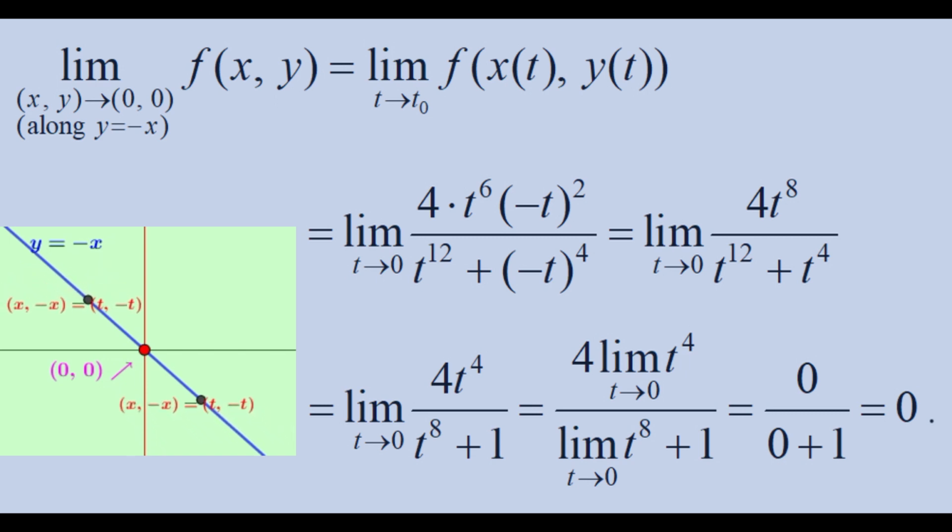is equal to limit t approaching t₀ of f(x(t), y(t)), which is equal to limit t approaching 0 of 4t⁶(-t)² all divided by t¹² + (-t)⁴, which is equal to limit t tends to 0 of 4t⁸ by t¹² + t⁴, which is equal to limit t tends to 0 of 4t⁴ all divided by t⁸ + 1, which is equal to 4 times limit t tends to 0 of t⁴ by limit t tends to 0 of t⁸ + 1, which is equal to 0 by 0 + 1, which is equal to 0.